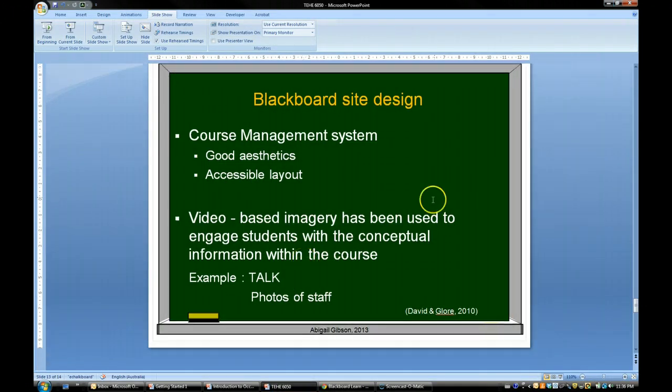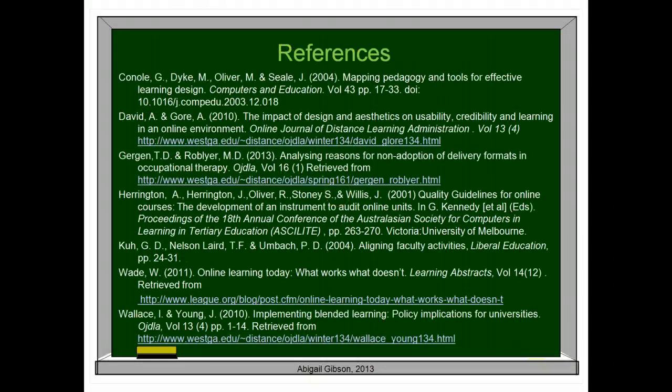And I think that's all. I've included a list of references that I've used in putting this information together as well.